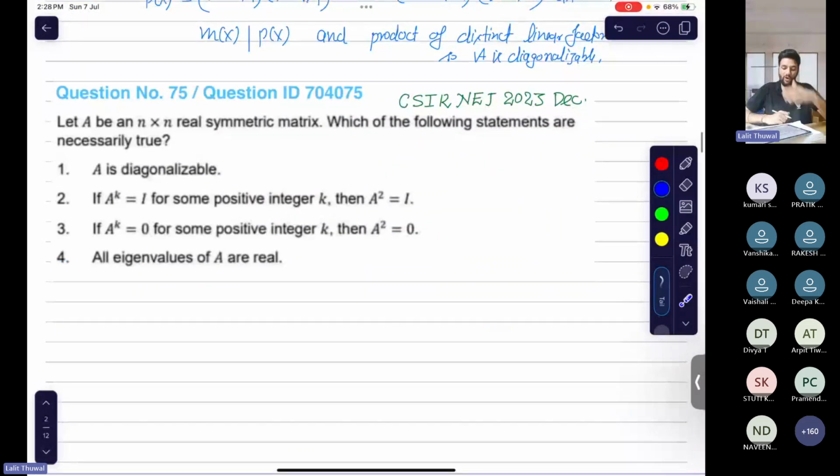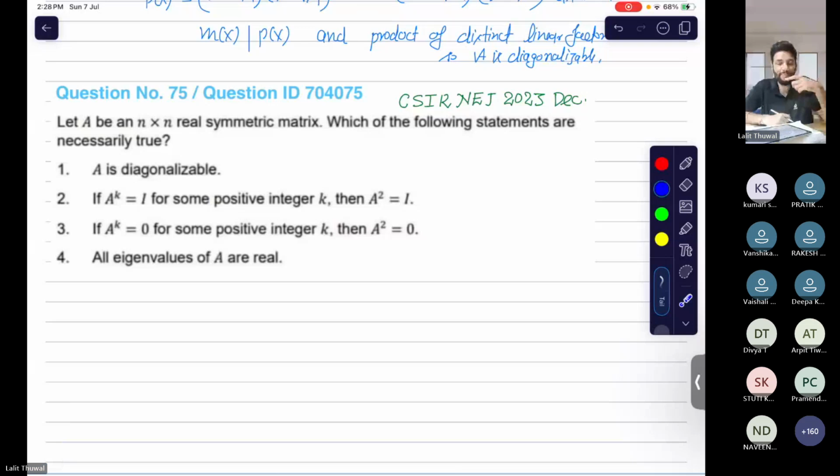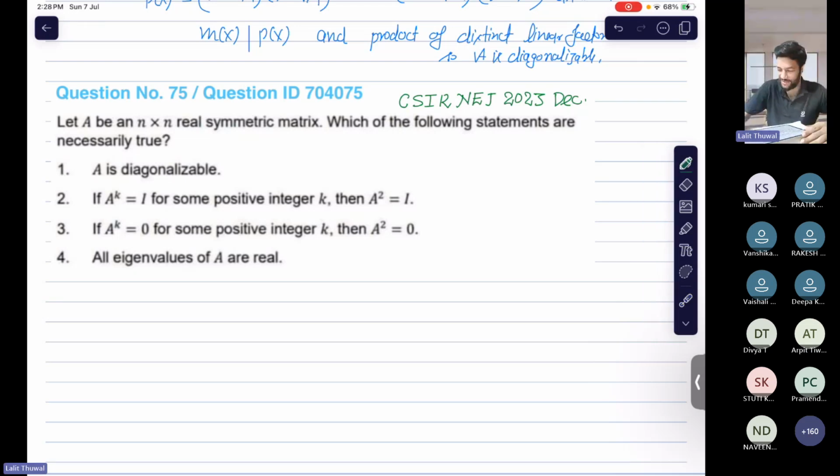Okay, you can try this problem. Let me start the solution because I have a lot of problems and the time is less. The question says: let A be an n cross n real symmetric matrix. Which of the following statements are necessarily true?